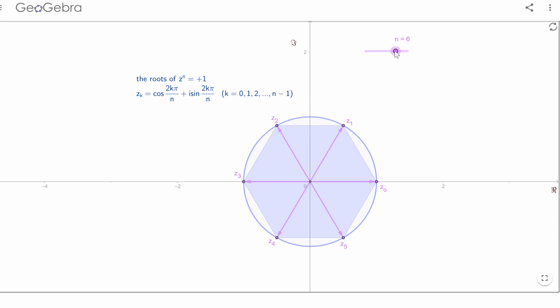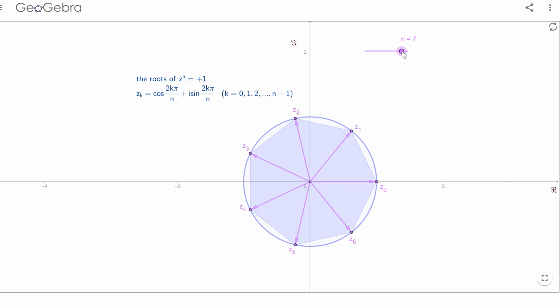hexagon, so the angle between any one of these is 2 pi divided by 6, which is pi on 3, then n equals 7, and n equals 8, our regular octagon. So it's probably worth looking at the fact that our pattern holds. When n is an odd number, we've got one real root, which is plus 1, and all the rest occur in conjugate pairs. When n is even, we've got two real roots, plus 1 and minus 1, and all the others occur in conjugate pairs.